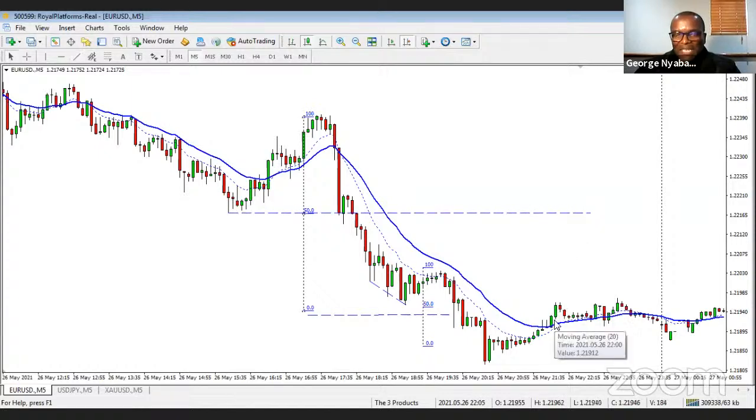The setup is there, so we take the setup. Stop is there, might get up to there, but it doesn't. It goes sideways, and at some point you've got to say, okay, I'm just going to close a little bit of profit, a little bit of loss, whatever the case may be.